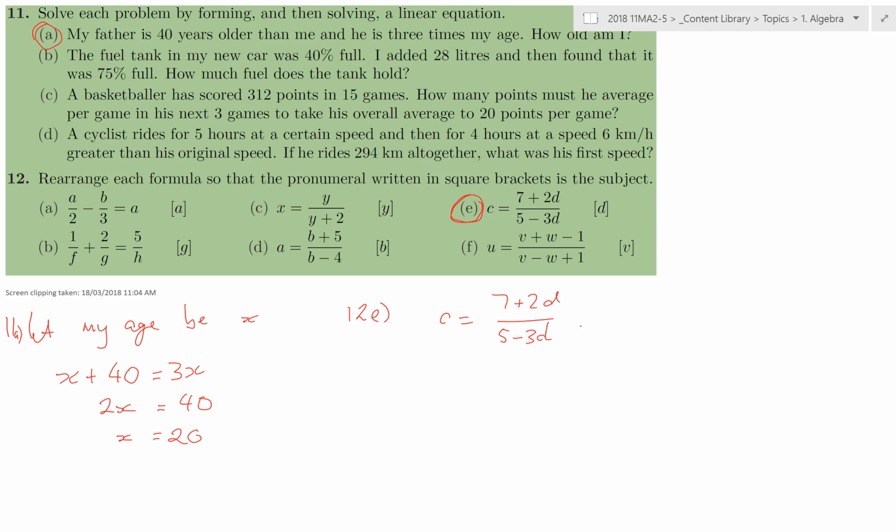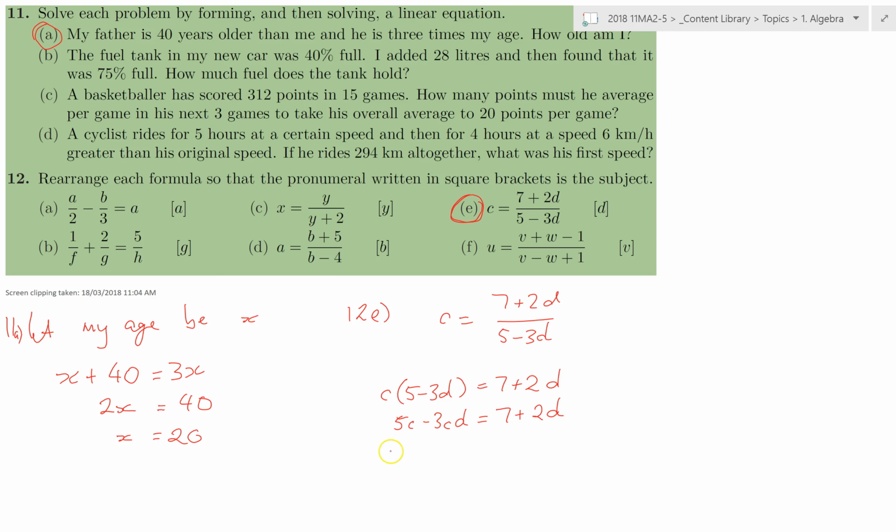I've got to get rid of that fraction. I'm going to multiply both sides by 5 minus 3d. Okay, so I get c outside of 5 minus 3d equals 7 plus 2d. Okay, I get this. I've got to combine those d's together somehow. I've got to get it out of the brackets. I'm going to expand the brackets, and I get 5c minus 3cd equals 7 plus 2d. Let's put all my d's over on the left.